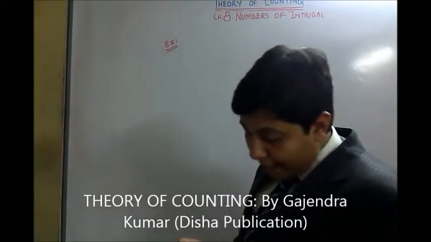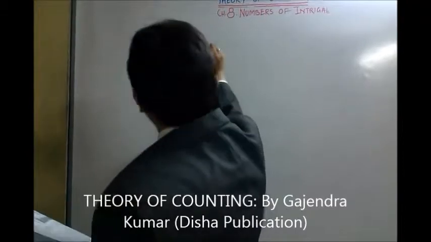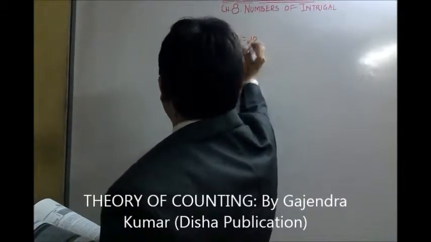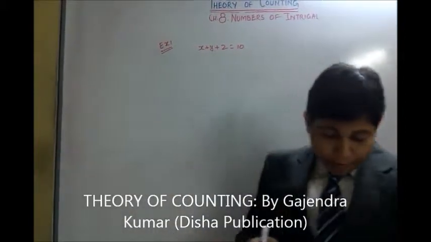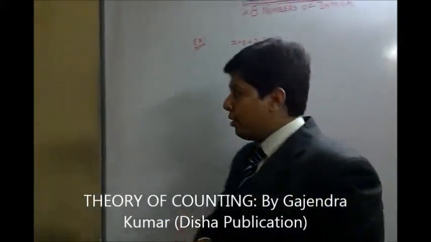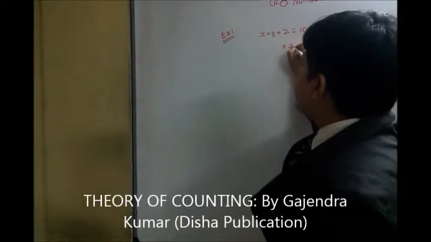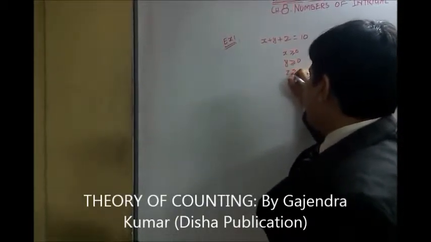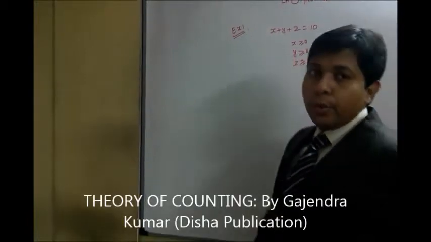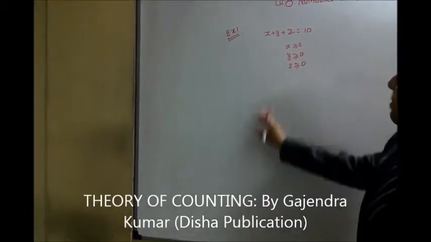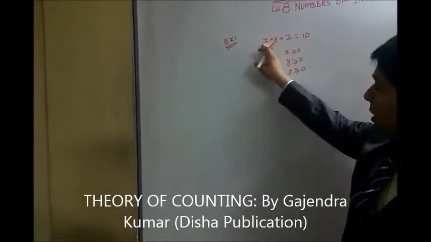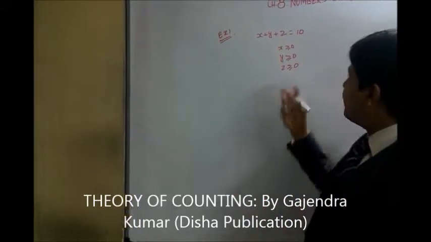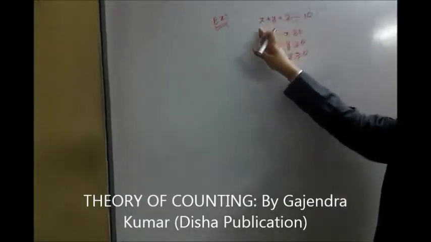Find the number of non-negative integral solutions of the equation x plus y plus z is equal to 10. We need to find out the number of non-negative integral solutions. What does it mean? x is more than equal to 0, y is more than equal to 0, and z is more than equal to 0. Non-negative means the maximum value they can assume is 10 and the minimum value is 0. The question is similar to how many ways we can distribute 10 chocolates to 3 students.